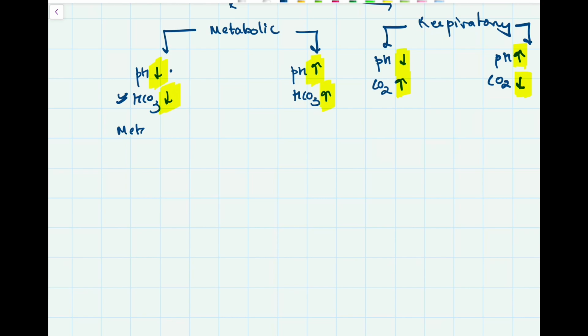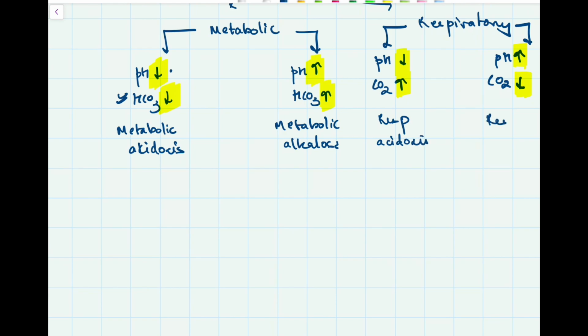So here we can see this is metabolic acidosis, metabolic alkalosis, then respiratory acidosis and respiratory alkalosis that we study. These are the primary defects. After we find out the primary defect, the next thing is to find whether they are compensated or not.